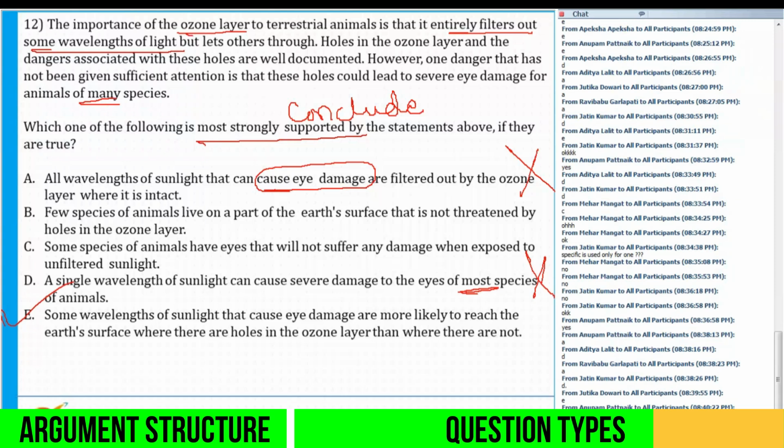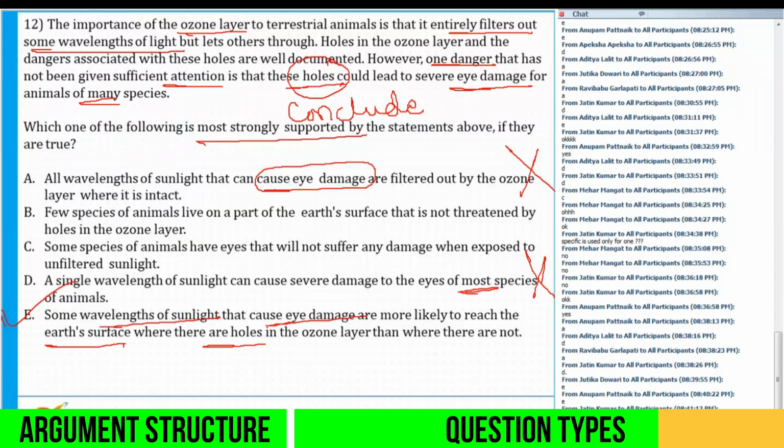We can safely conclude that there are some wavelengths of sunlight that cause eye damage. They are likely to reach the Earth's surface where there are holes in the ozone layer than where they are not. So there are some wavelengths of sunlight that will reach the Earth's surface where there are holes, and these wavelengths can cause eye damage. That is why he's saying that one danger is that we are not paying attention to the holes, and sometimes these holes can lead to severe eye damage. That means there are some wavelengths that cause eye damage, and through the holes they can reach the Earth's surface. Number E is the answer. This is what we can conclude.